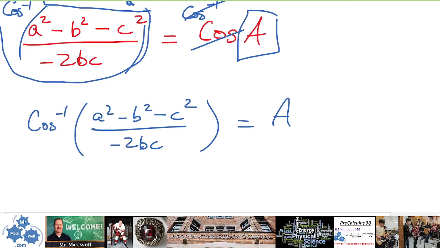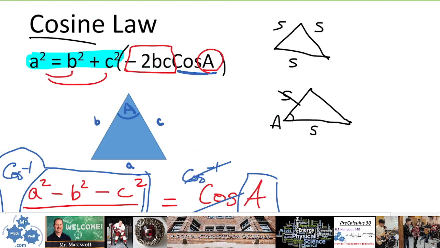There are lots of examples in my other videos and in the chapter review. So that's just a quick view of sine law and of ambiguous case and the cosine law.